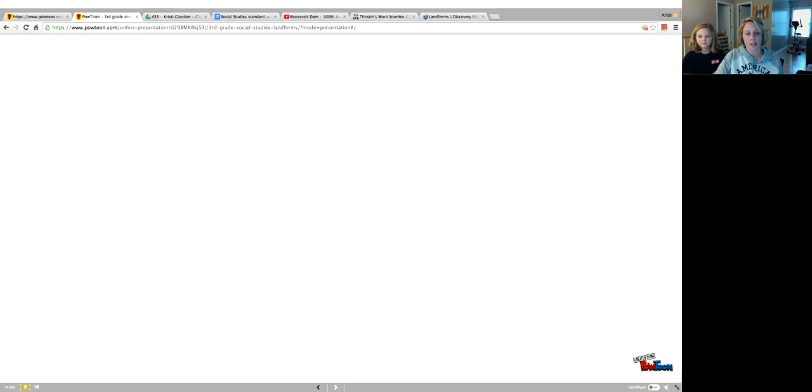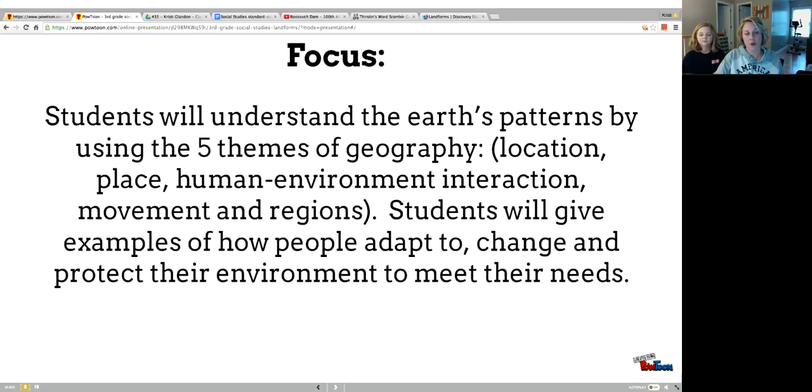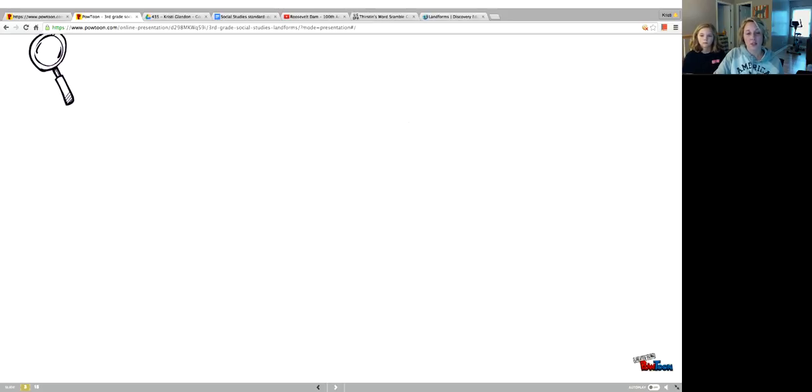There we go. So the first thing that we're going to look at is the focus is that students will understand the Earth's patterns by using the 5 themes of geography: location, place, human environment interaction, movement, and regions. And students will give examples of how people adapt to, change, and protect their environment to meet their needs. So let's go to the next one.